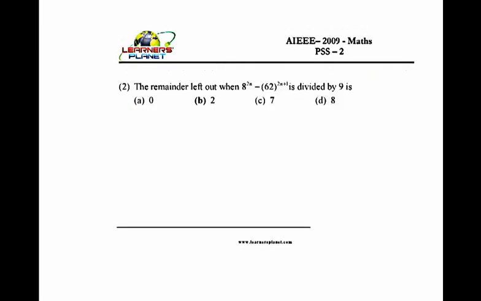Let us move to the next question now. The next question says: what will be the remainder left when 8^(2n) minus 62^(2n+1) is divided by 9? Let's do this question over the whiteboard.